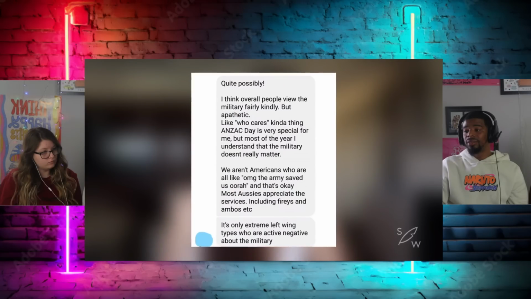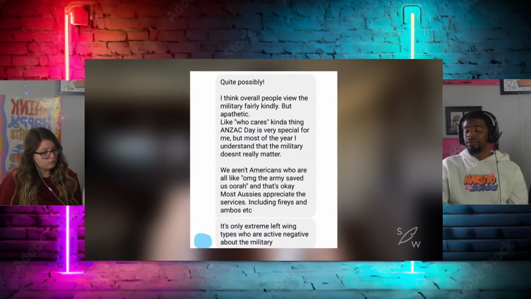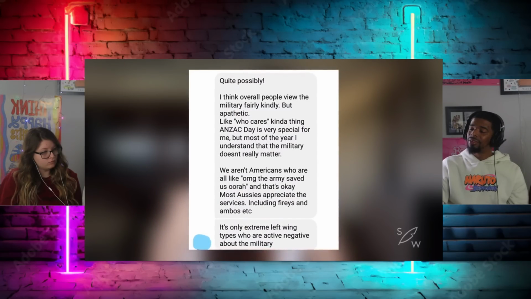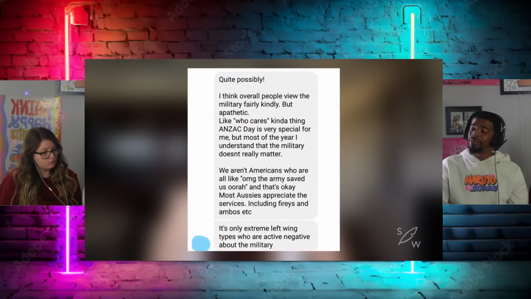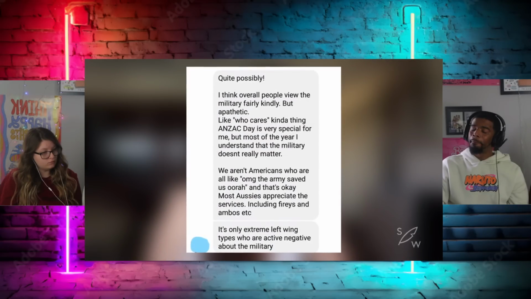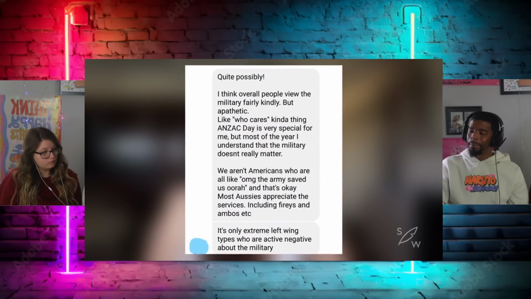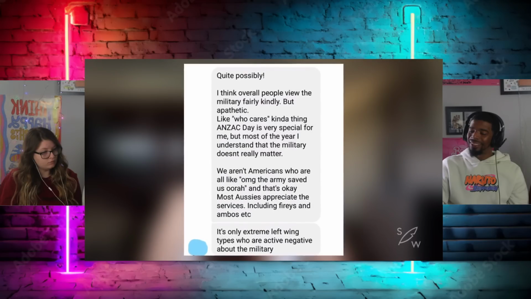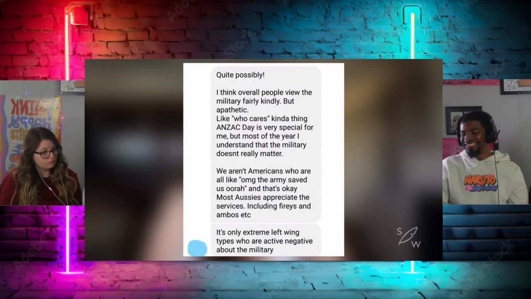I think overall people view the military fairly kindly, but apathetic, like who cares kind of thing. Anzac Day is very special for me, but most of the year I understand that the military doesn't really matter. We aren't Americans who are like, oh my god, the army saved us, hoorah, and that's okay. Most Aussies appreciate the services, including fireys and ambos. So in Australia, we shorten everything, and fiery is a firefighter, and an ambo is an ambulance paramedic driver.